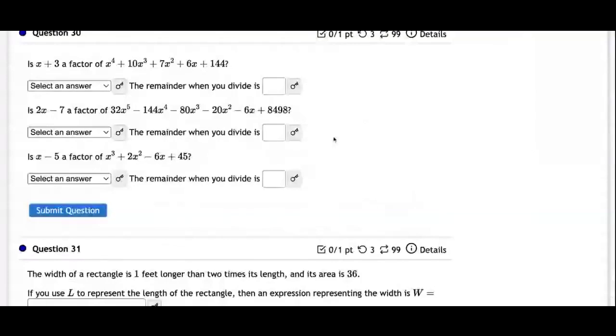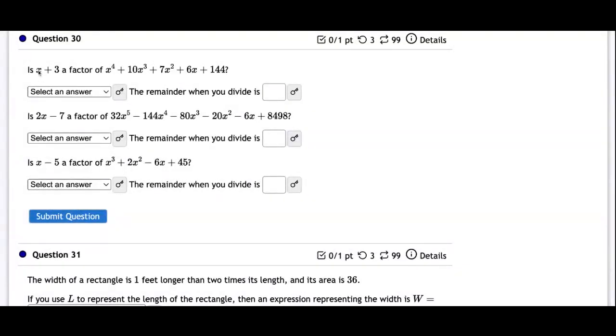So it's long division or synthetic division, right? So this is asking if x plus 3 is a factor. You could use long division or synthetic division to do this. And then if it's not, you will have a remainder, right? If it is a factor, your remainder will be 0. Same thing for this one. The second one will be a little bit difficult. Why? Because you have to change 2x minus 7 to be x minus 7 over 2.